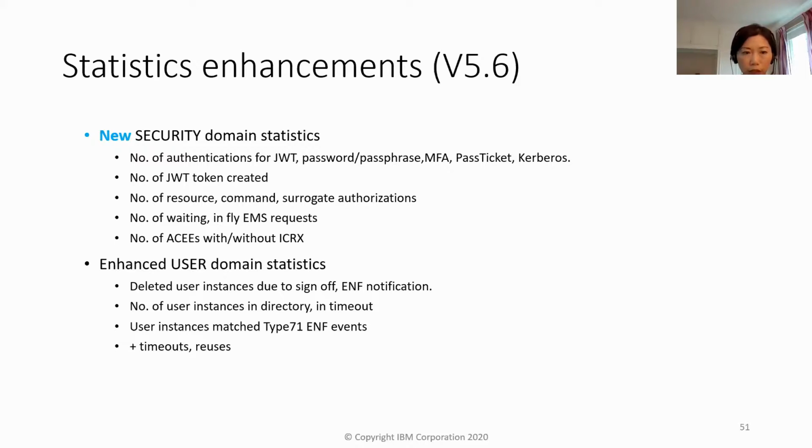Are there any congestions? And we also enhanced the user domain statistics. We added more statistic fields. For example, we added how many user instances were deleted because of sign-off, or because RACF notified CICS that the user instance was deleted. You can also see how many user instances in the directory are in the timeout queue. That can impact performance, because authentication and user instance reuse can be affected by it.